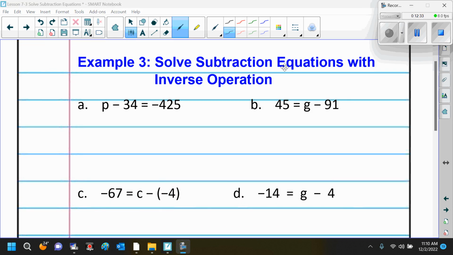So for example 3, we want to solve subtraction equations now just using our inverse operations. Okay? So for letter A, we have p minus 34 is equal to negative 425. If we use our cover-up method, you take your finger, you cover up the p, what do I need to get rid of? Negative 34. And how do I make a negative 34 into 0? Right, we're going to add 34 on both sides, plus 34 on both sides.